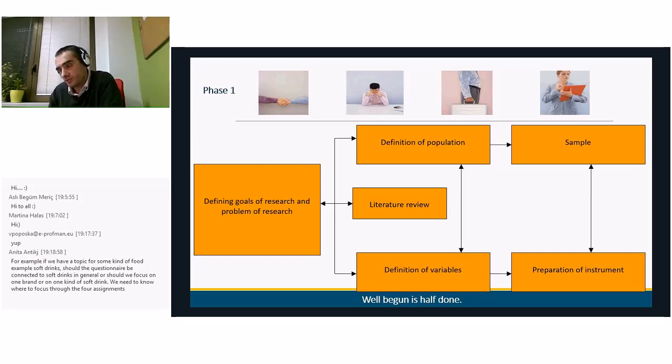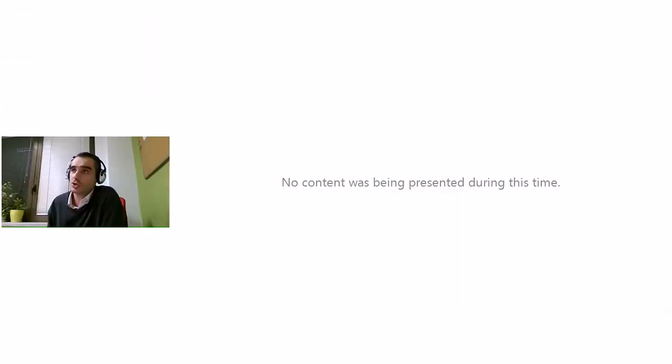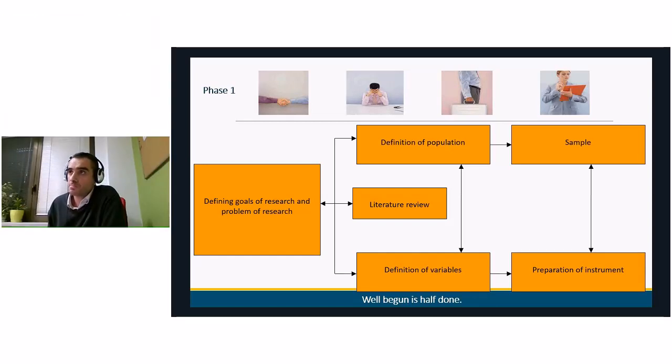So the four assignments are related. The first assignment is desk research on a specific topic. So you need to focus, for example, if you decide to do a study on banking industry, you have to make a desk research on the bank industry, on a specific bank or product. For example, now it's actually relevant mobile banking or electronic banking.